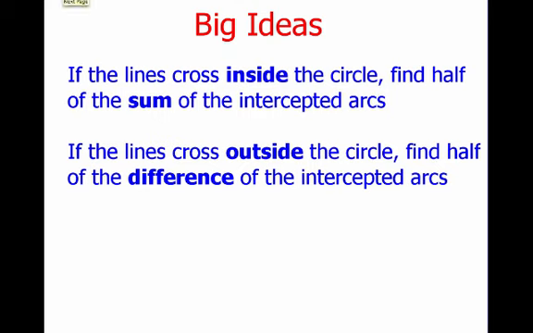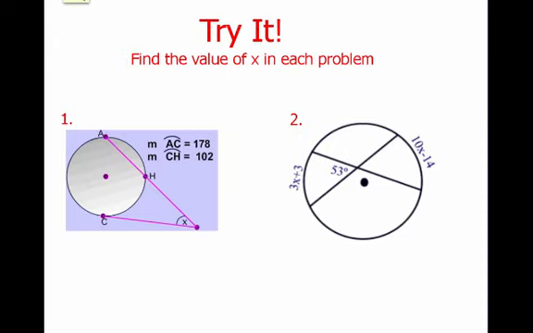So what's the big idea with this? The big idea is if the lines cross inside the circle, it's half of the sum, we're adding. If the lines cross outside of the circle, it's half of the difference, we're subtracting. So inside is adding, outside is subtracting. So here are your try it problems for tonight. In each one of these, you need to find the value of x.